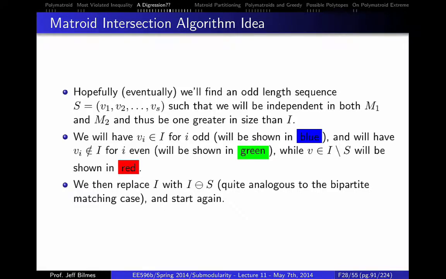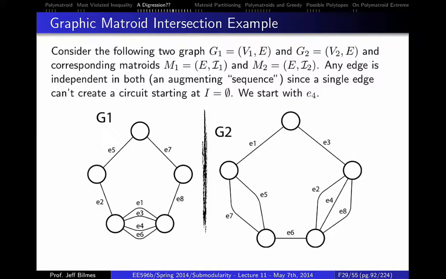So then we replace I with the symmetric difference, right? And it's exactly analogous to the bipartite graph case, where we've got a matching, and then we take the augmenting sequence, and some of the edges, namely the green edges, are new, the blue edges are old, and the red ones stay put. Okay, so the red ones are definitely correct. The ones that are not involved in the augmenting sequence stay red. Okay. So here's an example.